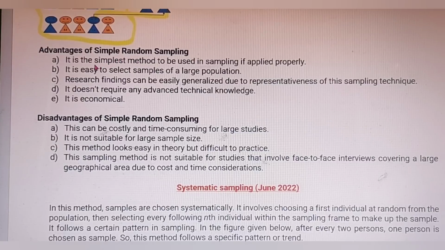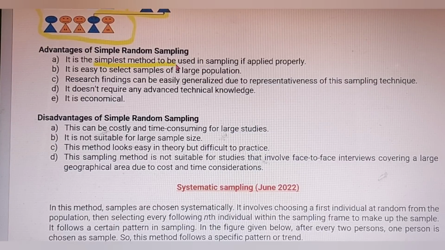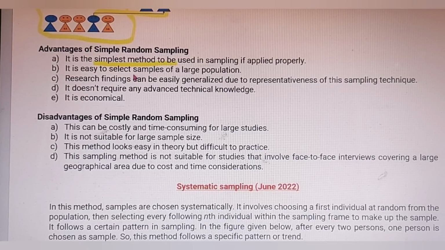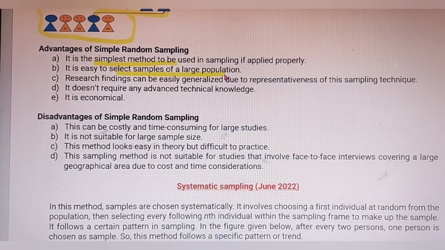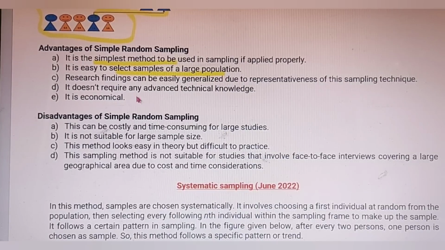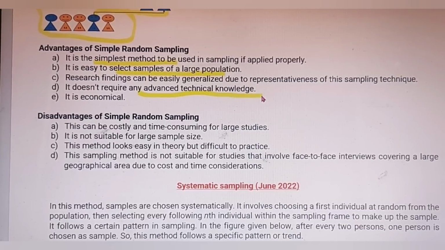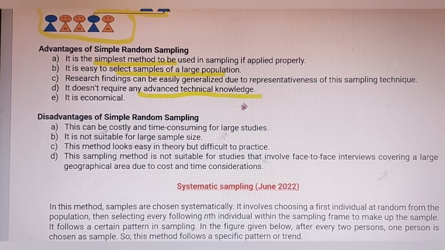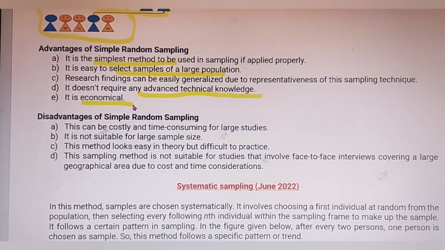Advantages: as the name implies, it is one of the simplest and very popular methods, and it is easy to select samples of a large population by this method. It doesn't require any technical or expert knowledge of the researcher, and this method is quite economical, one of the cheapest methods.